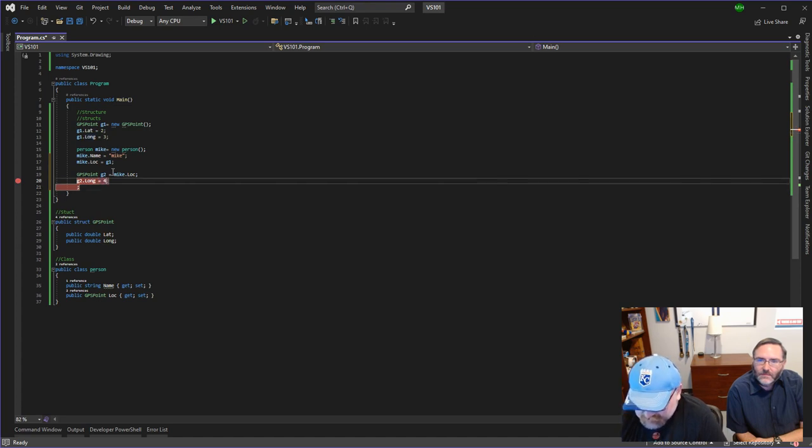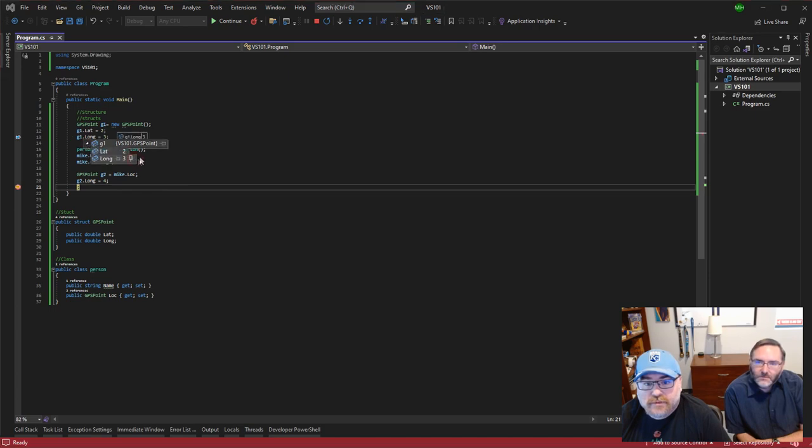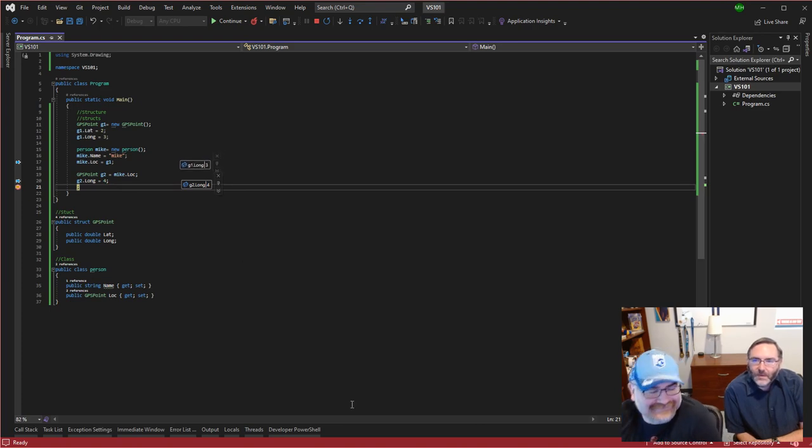Now we can run that code and inspect. First off, we know G1 is going to be equal to 3, at least we hope it is. G1's long is 3, and G2's long, we obviously know is 4. So what is this telling us? Well, what it means is we got a copy.